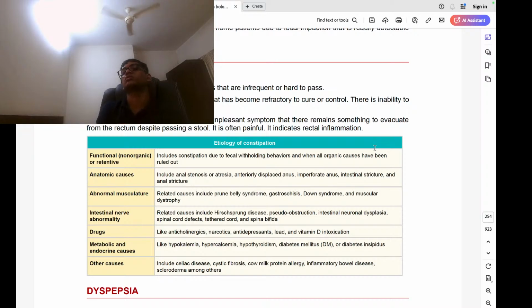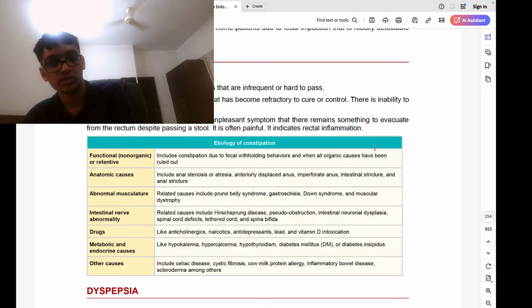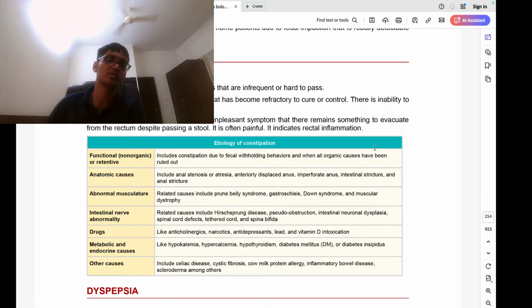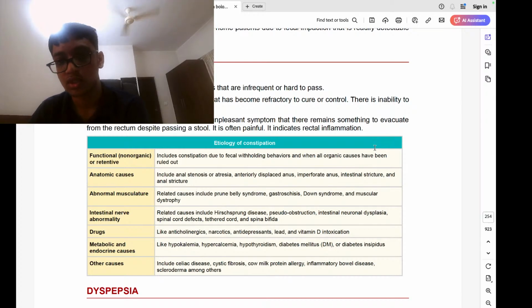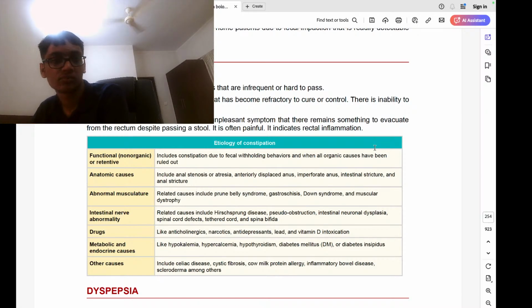Then constipation. Constipation refers to bowel movements that are infrequent or hard to pass. Obstipation is intractable constipation that has become refractory to cure or control. There is inability to pass any feces or flatus. Tenesmus is described by patients as the unpleasant symptom that there remains something to evacuate from the rectum despite passing a stool. Often painful, it indicates rectal inflammation.